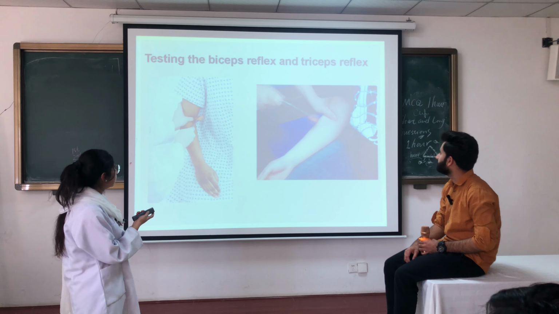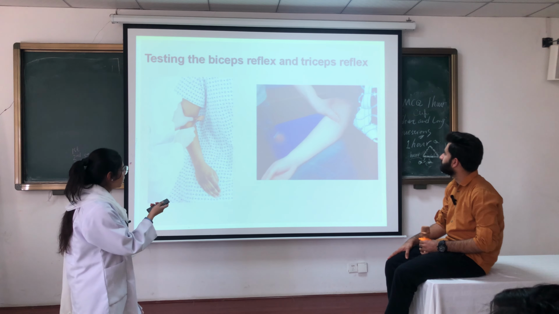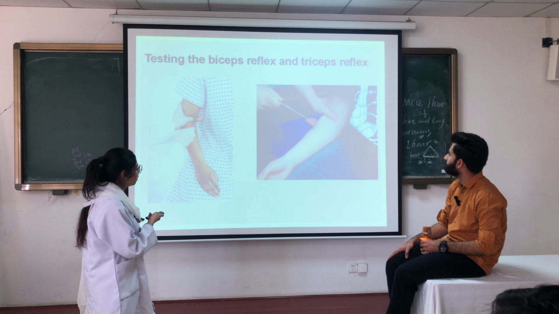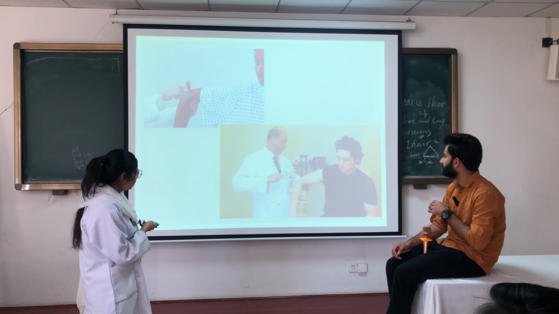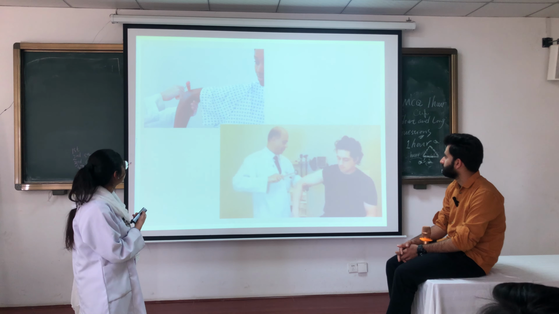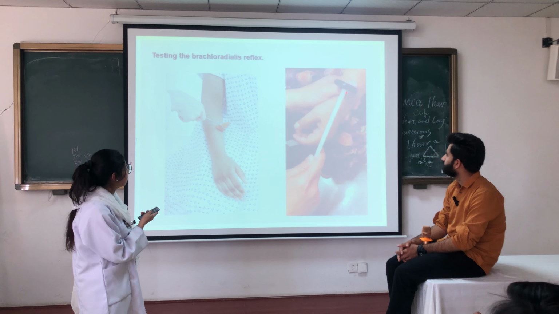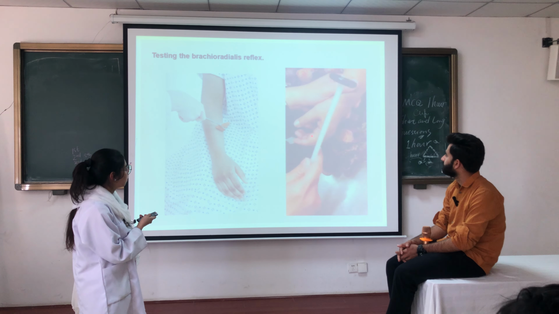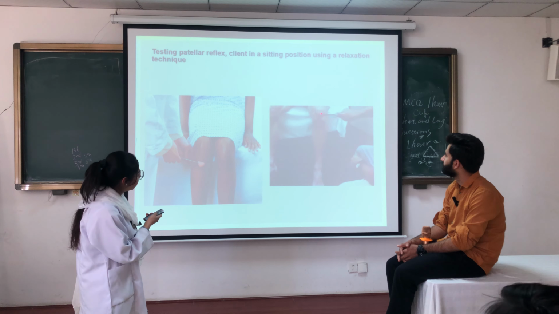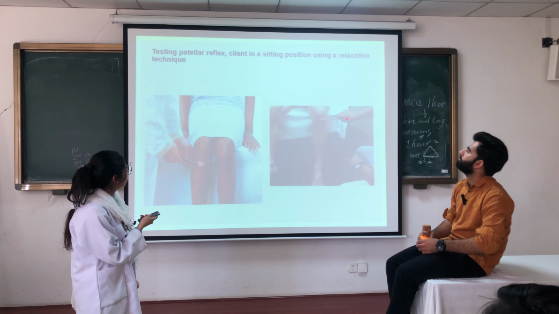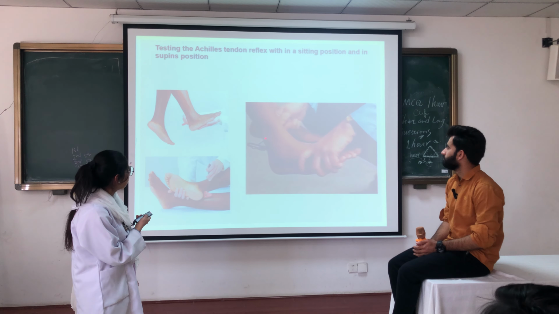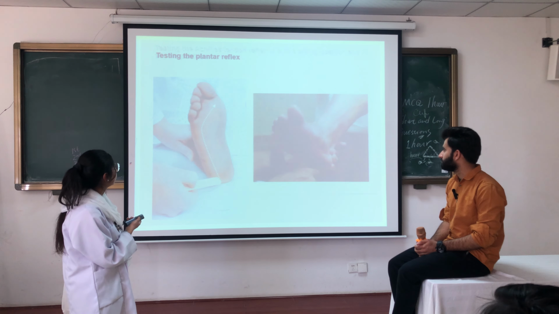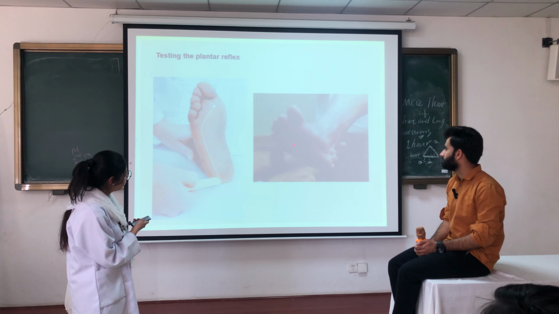Here, the biceps reflex. You can see the test of the biceps reflex here. There is movement of the arm by applying pressure through the hammer. And here you can see the triceps reflex. Next, this is the brachioradialis reflex. Here is the movement of the hand. In the end, you can see the patellar reflex by putting pressure on the patella. And here is the Achilles tendon reflex, movement of the foot. And this is the plantar reflex, movement of the thumb.